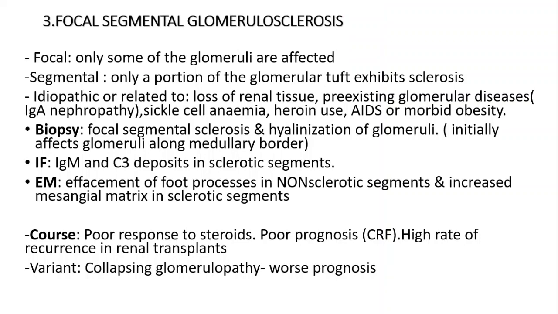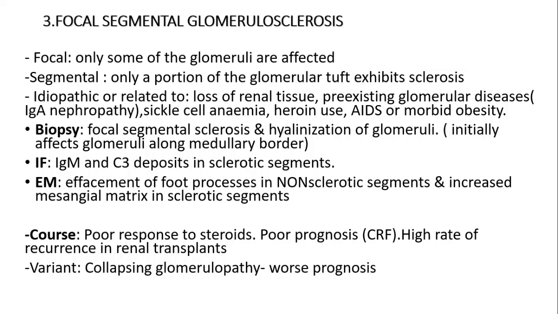Focal segmental glomerulosclerosis. Once it is sclerosis, it means it is a chronic process. It is focal. That means only some of the glomeruli are affected. See, there are 10 glomeruli in one focus, out of which 5 are affected, 5 are not affected. So it is focal and segmental. Only a portion of the glomerular tuft exhibits the sclerosis.